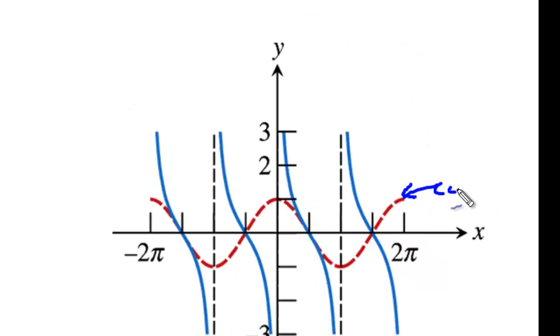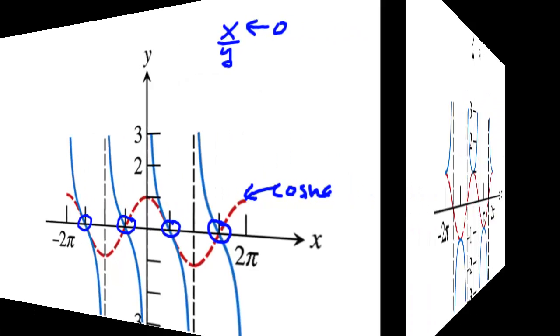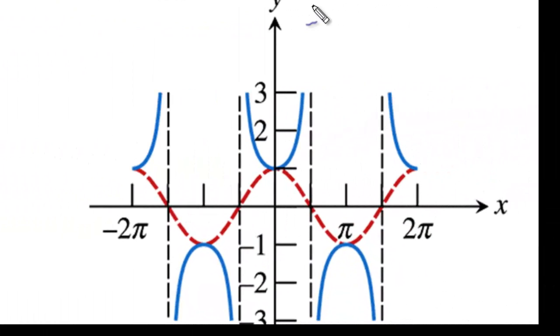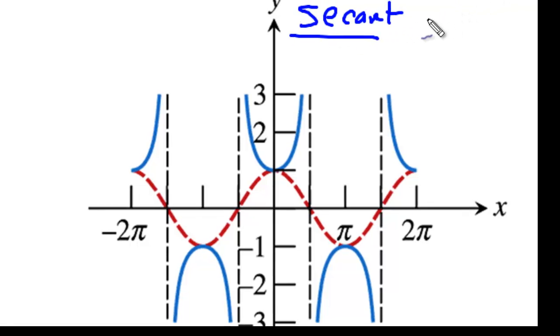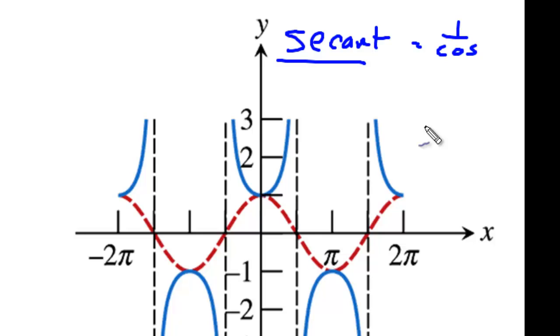And if we look at the cosine, because the cotangent is the x over y, when the x is 0, the cotangent is 0. So when the cosine is 0, the cotangent will also be 0. Here we have the secant function, and the secant is 1 over the cosine. So if we look at the red dotted line here, that is the cosine. So on the secant, wherever the cosine is 0, we'll have asymptotes.